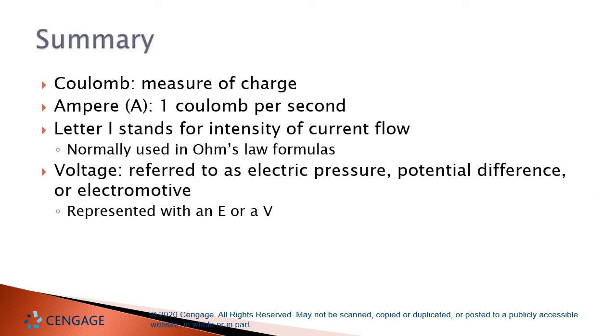So to summarize, a coulomb is a measure of charge. It's equal to a little over 6 times 10 to the 18th electrons. Amps is the rate at which that charge passes by, so it's a measure of electrical current. It's equal to a coulomb per second. We use the letter I for this. It's referred to as the intensity of the current flow. So if you're confused about why we use I and A, think of I for intensity. It's a measure of amperage in our Ohm's law calculation.